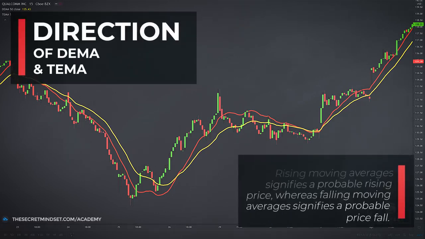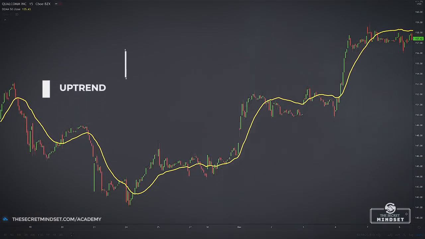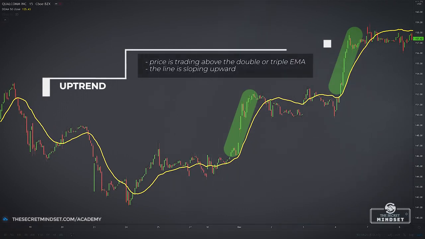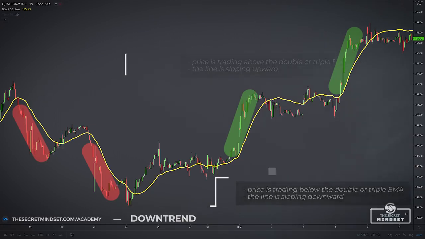The direction of the double or the triple EMA is the direction in which the prices are expected to move in the future. Rising moving averages signifies a probable rising price, whereas falling moving averages signifies a probable price fall. When the price is trading above the double or the triple EMA and the line is sloping upward, then we can say that the trend is up. When the price is trading below the double or the triple EMA line and the line is sloping downward, then we can say that the trend is down. And finally, when the price is trading sideways and the moving average appears relatively flat, then we can say that there is no trend in place or that there is no clear direction currently in the market.